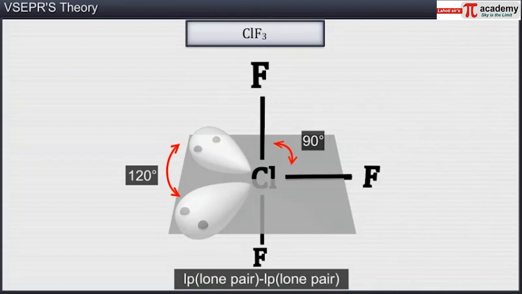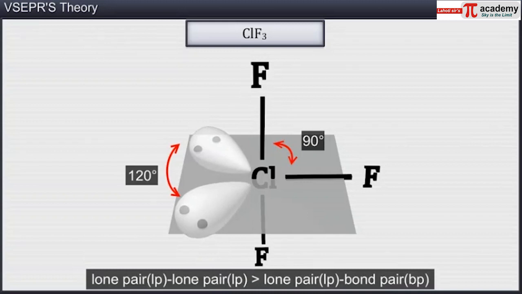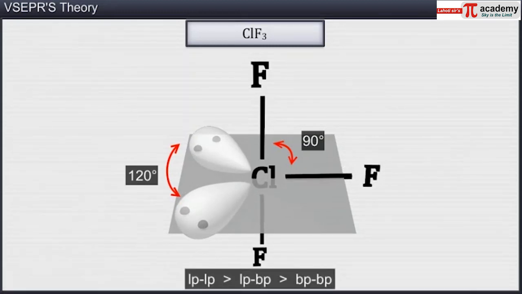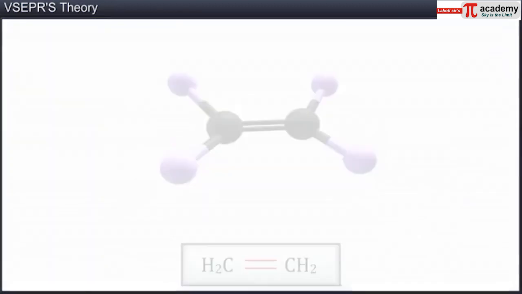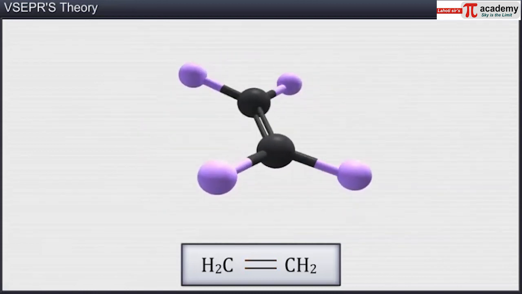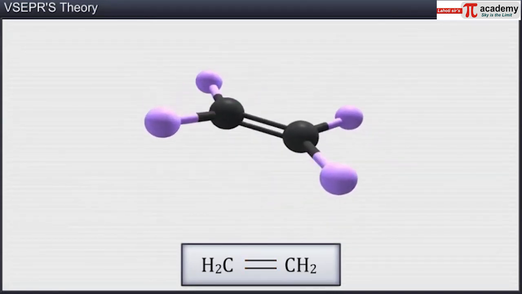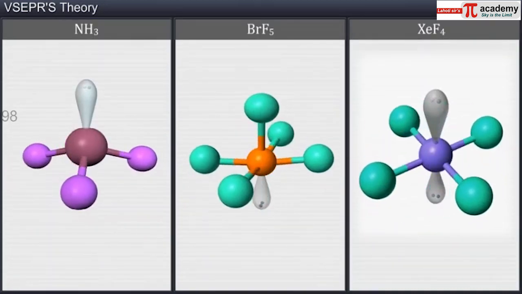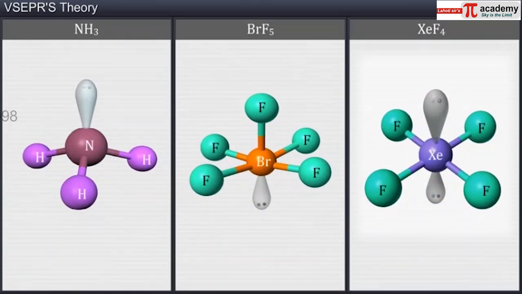In a molecule, the repulsion between lone pairs of electrons is always maximum. Thus, we can say that the repulsion between two lone pairs of electrons is more than that of a lone pair bond pair, which is greater than that of two bonded pairs. Assume a multiple bond to be a single electron pair. Therefore, the presence of multiple bonds will not affect the shape of a molecule. Now, let's analyze the shapes of some molecules with reference to their valence electron pairs.